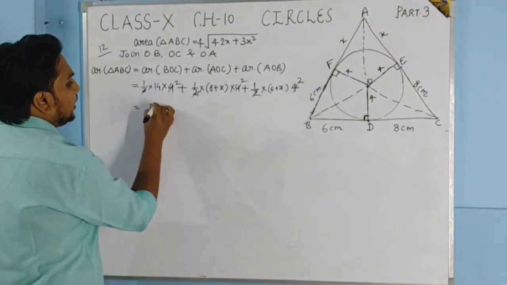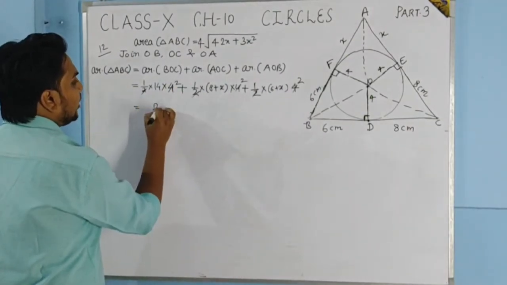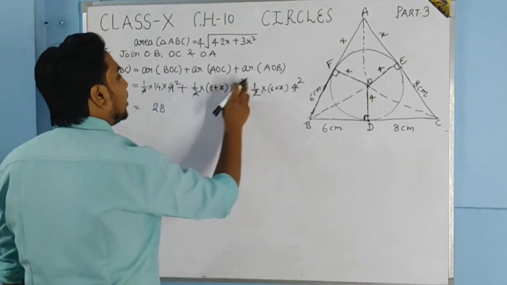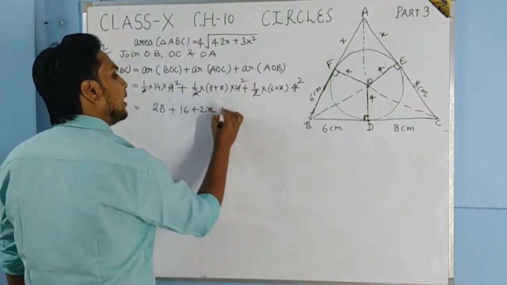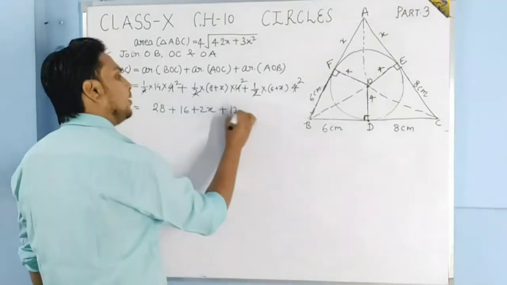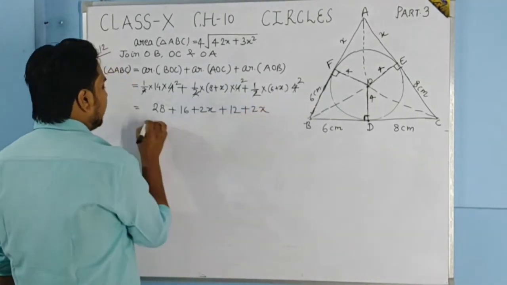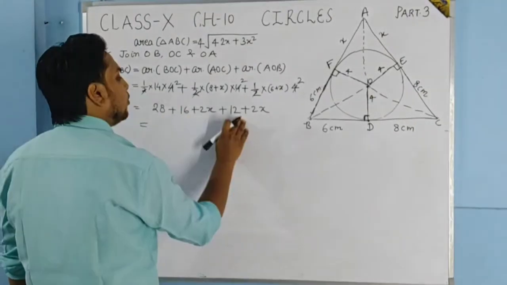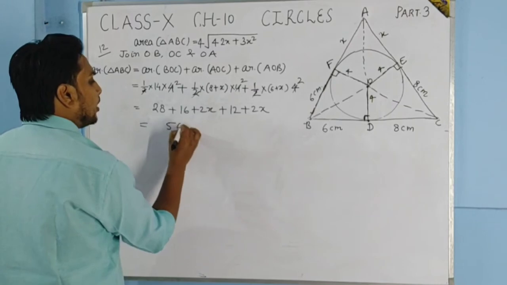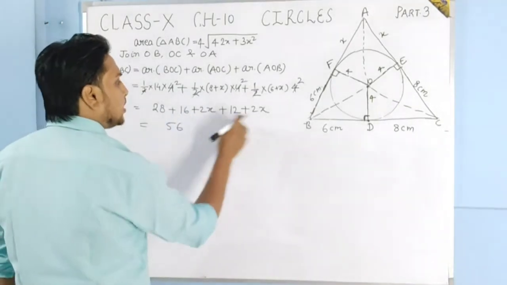From here it is 28. From here it is 28. From here 2 8s are 16 plus 2x and from here it is 12 plus 2x. Now when we will add this, what we will get? 28 plus 16, 44 plus 12, 56. Okay, 56 plus 4x.